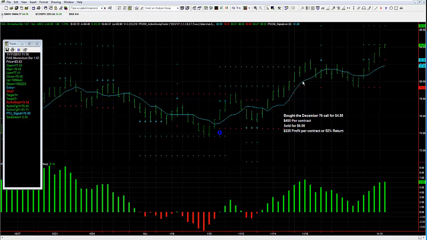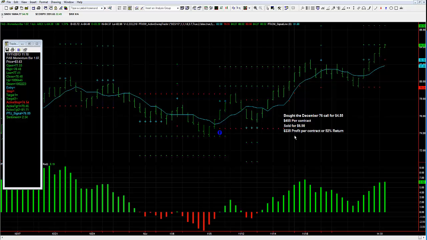The way I played this, I bought the December 76 call for $455 per contract. That gave me control of 100 shares, so a pretty manageable trade for many people. That's the great leverage that we like to see with the use of options. I sold out of this trade once we hit full target up here, booked $235 of profit. That's a 52% return, so a really nice move to the upside and a really nice return with the options.